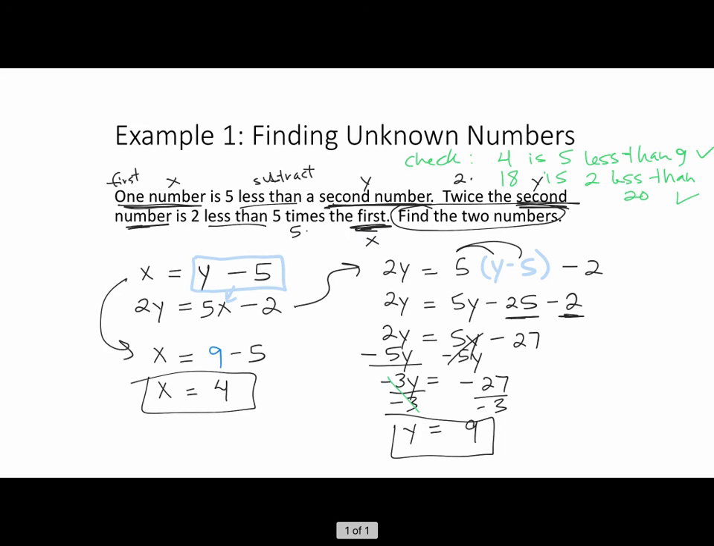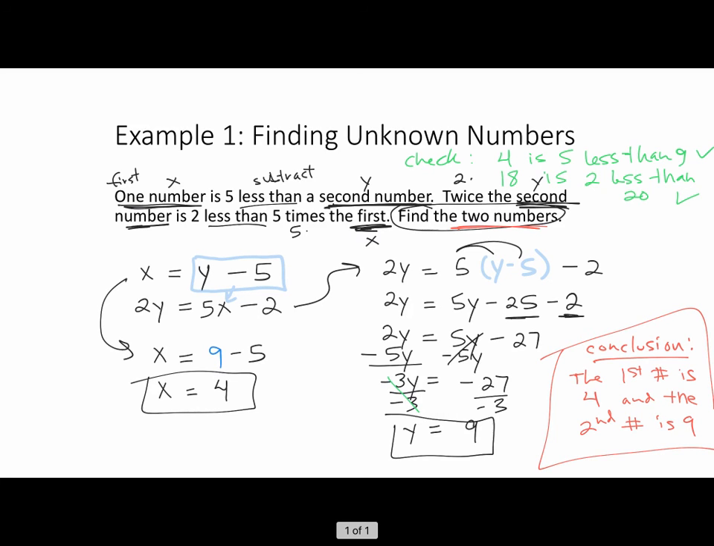So that means we can go ahead and state our conclusion, which is answering the question that's being asked. It says find the two numbers, right? And it's important that they're distinct numbers. So the first number is 4, because that's what x stood for. And the second number is 9, because that's what y stood for. So that would be the conclusion or the answer to this question.